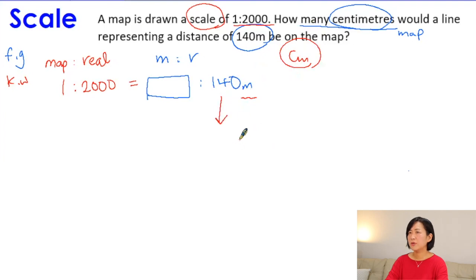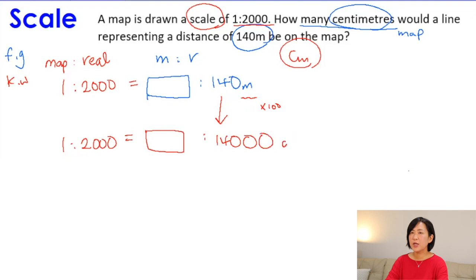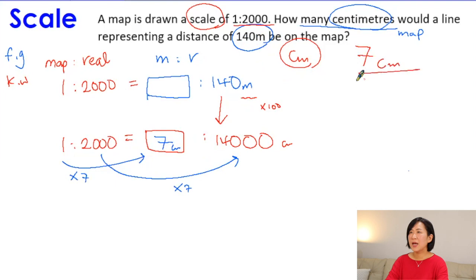So 140 meters into centimeters, you times 100 to make it 14,000. Now let's find our missing value. 2,000 became 14,000. That means you times by 7. That's why you get 7 centimeters. So on the map, 140 meters is 7 centimeters.